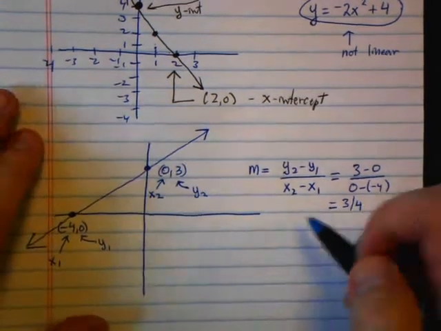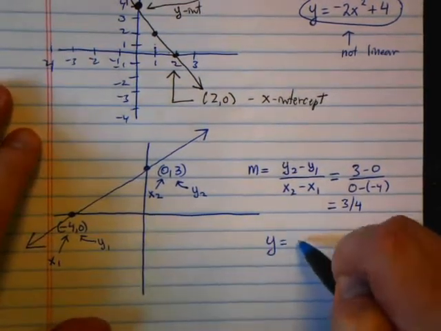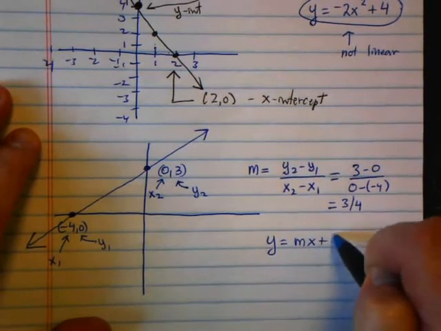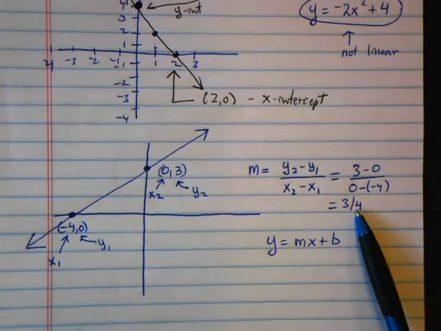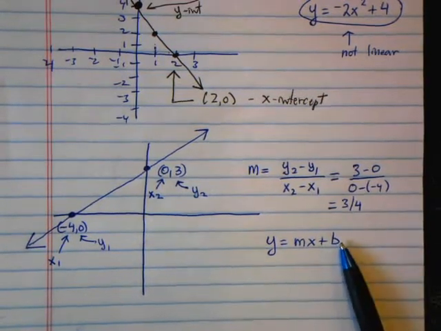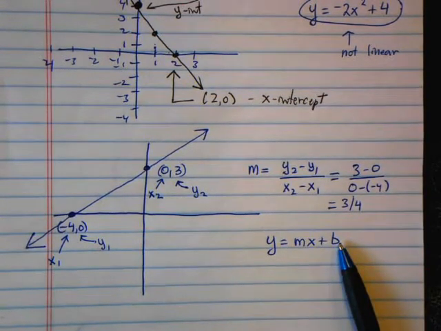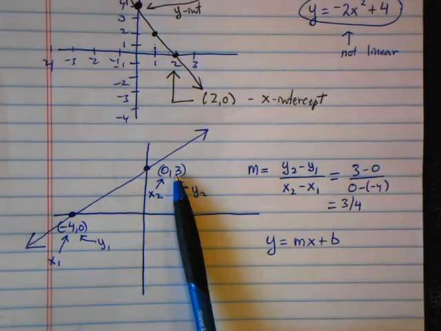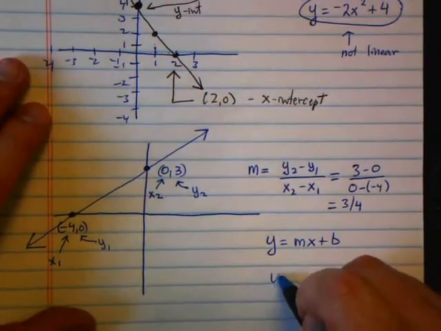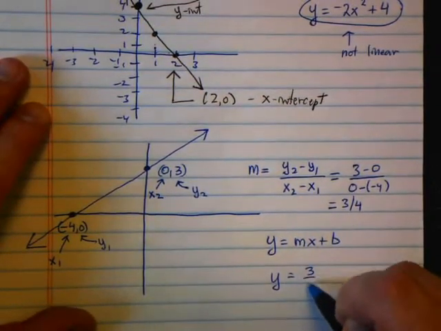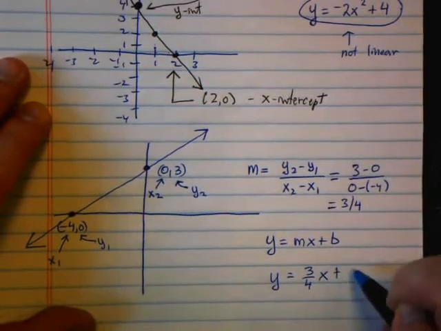All right, so we have our nice equation, y equals mx plus b. I know the slope, we figured that out, that's 3/4. Do I know the b number? Yes. How do you know the b number? It's right there, it's the y-intercept on the graph. So our answer is y equals 3/4 x plus 3.